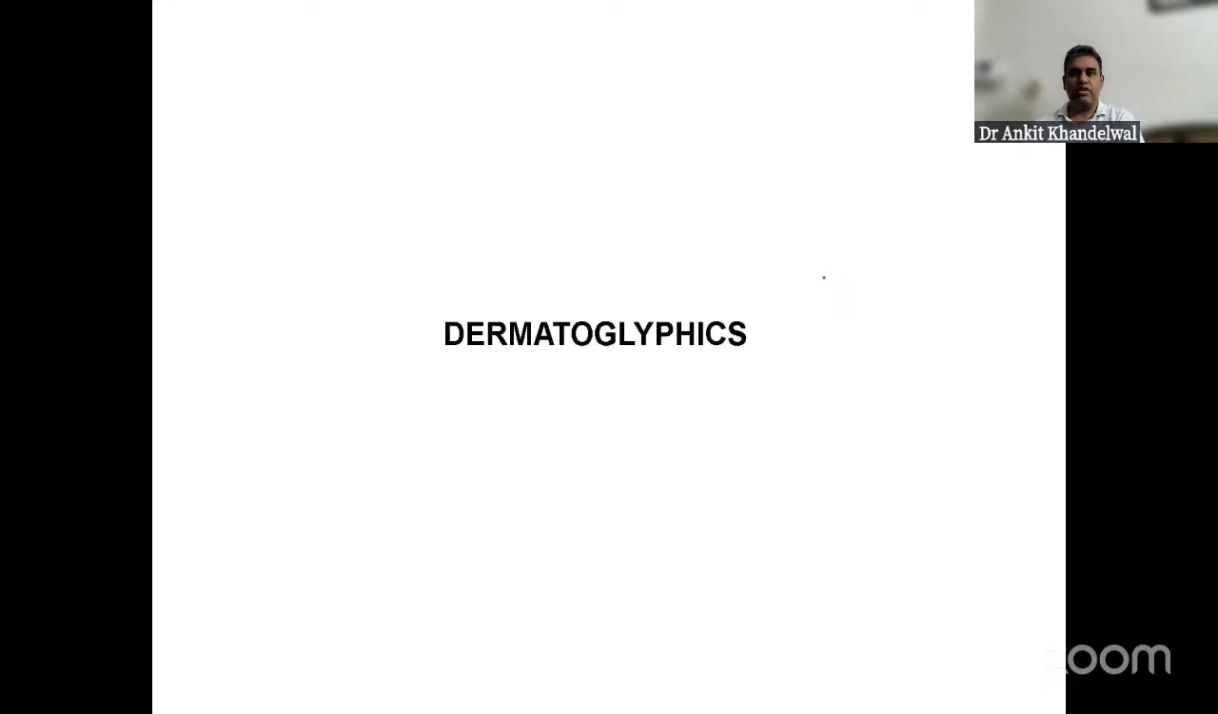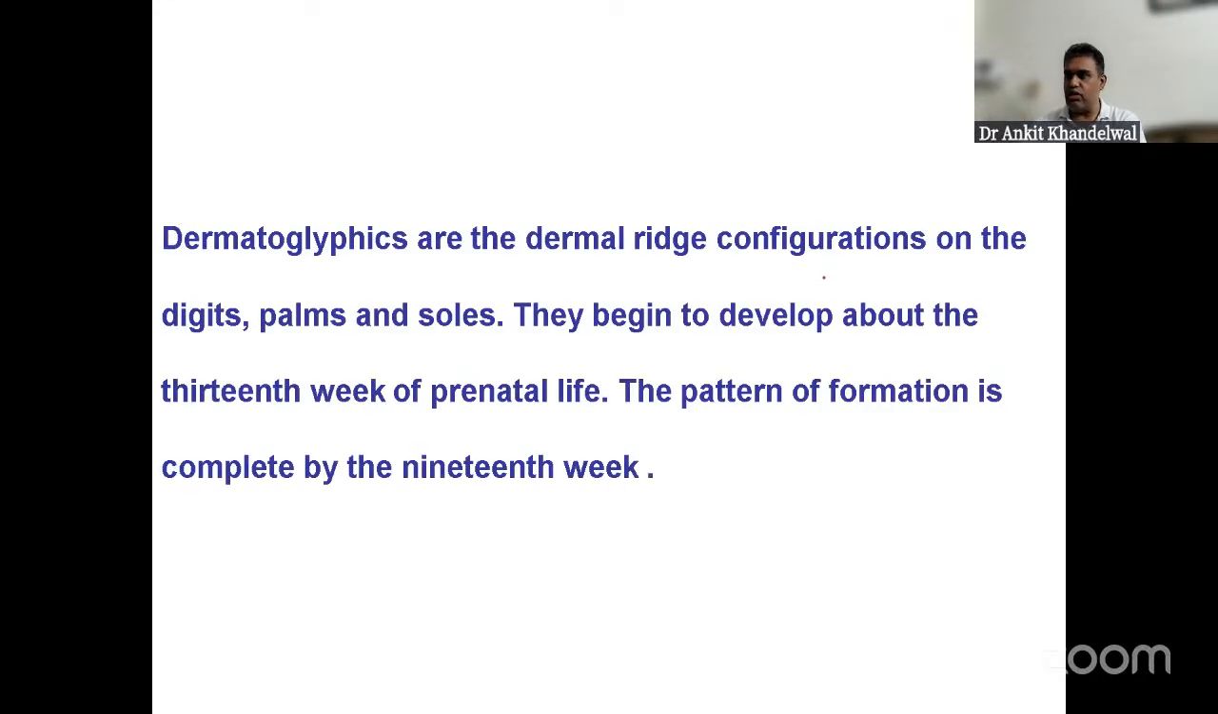Now let's move to dermatoglyphics. What is dermatoglyphics? I'll introduce you, then we'll move to some more MCQs. Dermatoglyphics are the dermal ridges. Dermal means skin, epidermis and dermis. So they are the dermal ridge configurations on the digits, the palm, and the sole of the foot. They begin to develop about the 13th week of prenatal life. The pattern of formation is complete by the 19th week.